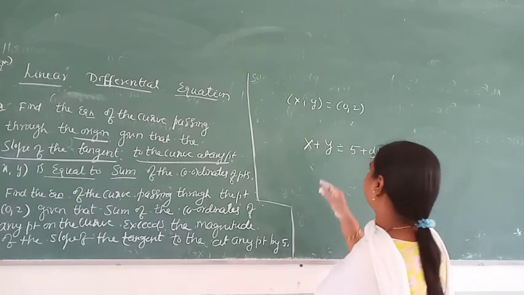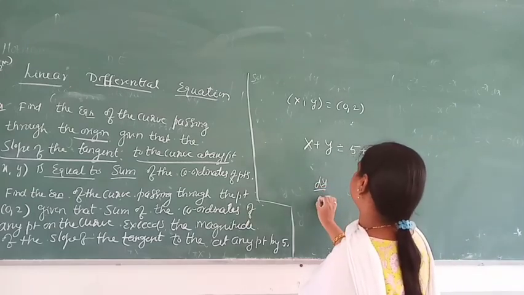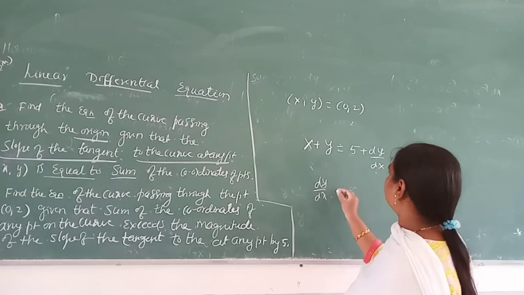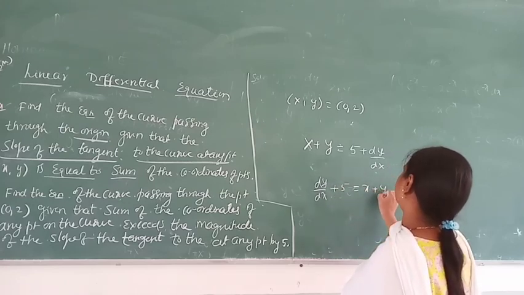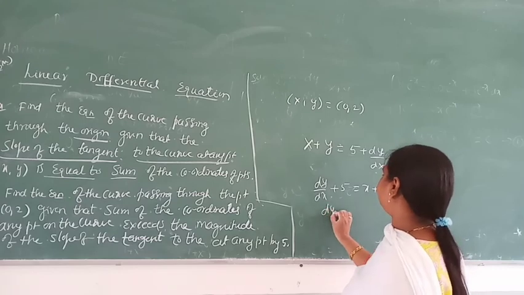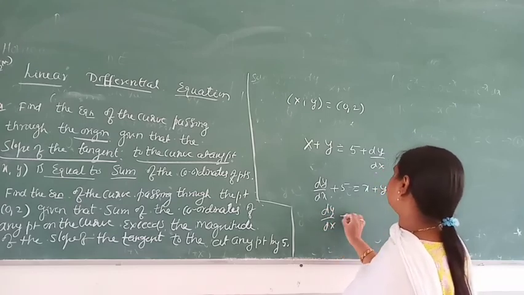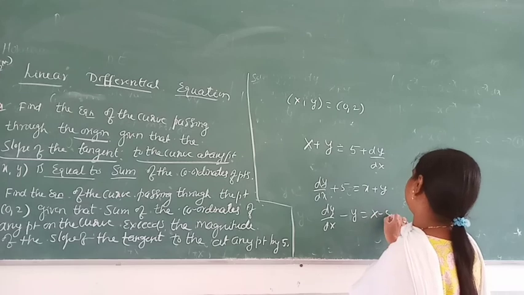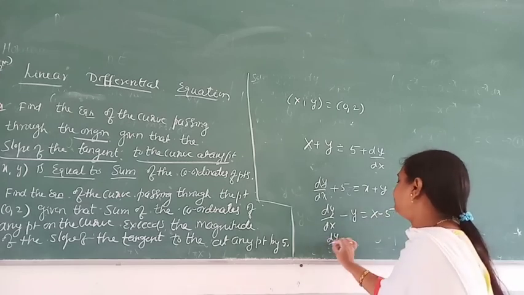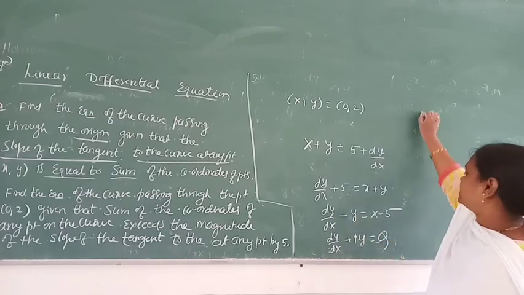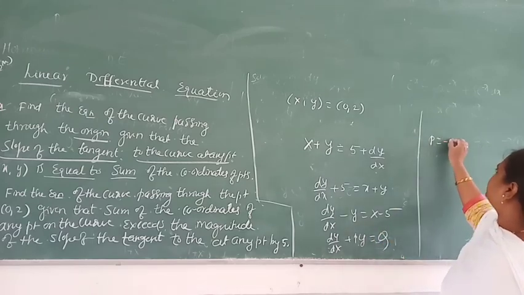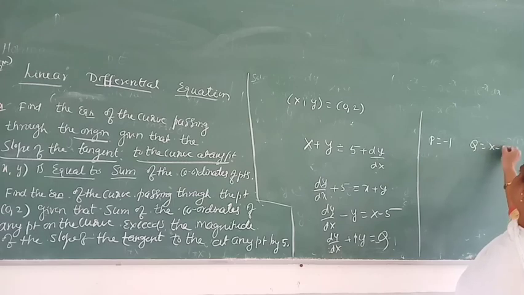Or you can rewrite this as dy by dx plus 5 equal to x plus y. Or else dy by dx, taking this side, minus y equal to 5 minus x. Compare this with dy by dx plus Py equal to Q. What does P represent here? P is minus 1 and Q is 5 minus x. Apply the same procedure as usual and simplify.